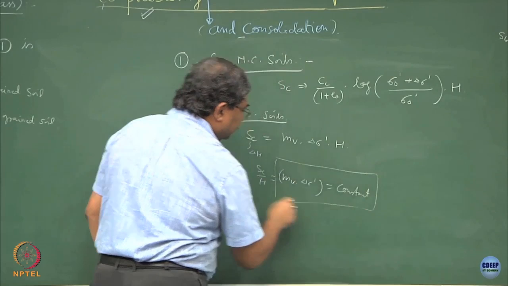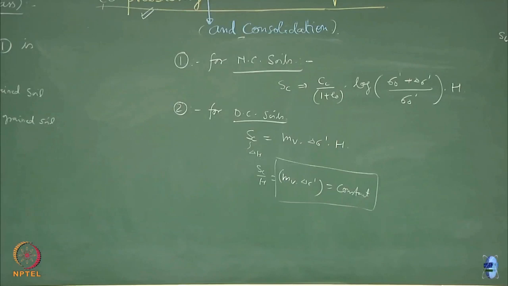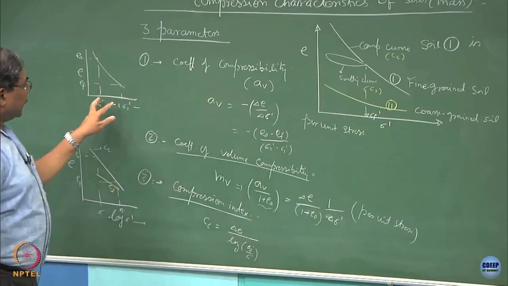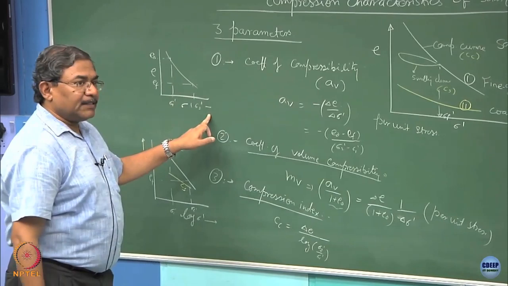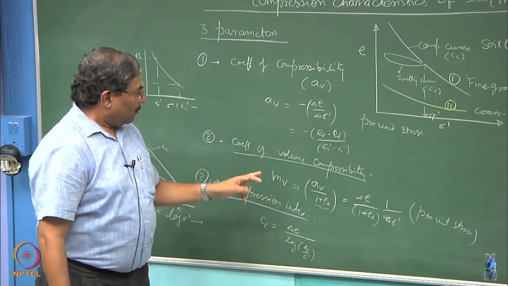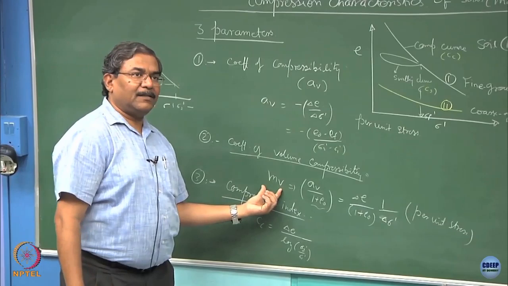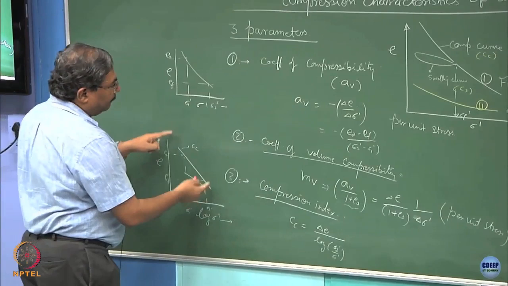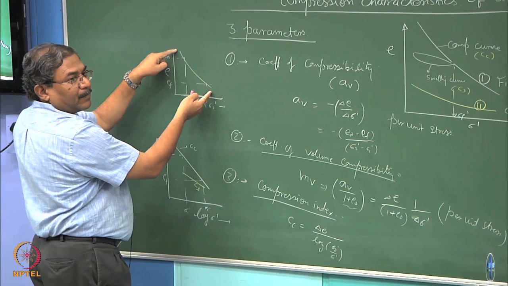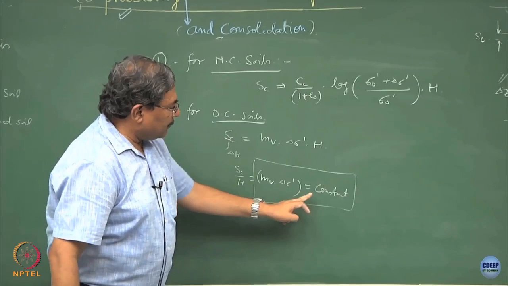Now, what you have realized is the way we have defined mv, see, truly speaking, av is a function of the stress increment. So, what happens to av? As sigma prime increases, av keeps on decreasing. Clear? What happens to mv? As sigma prime increases, mv also keeps on decreasing. Clear? Now, Cc is the linearization of the graph within a certain range of delta sigma prime. Fine. So, what we have obtained from here is mv into delta sigma prime remains constant, and this constant is nothing but a sort of a volumetric strain.